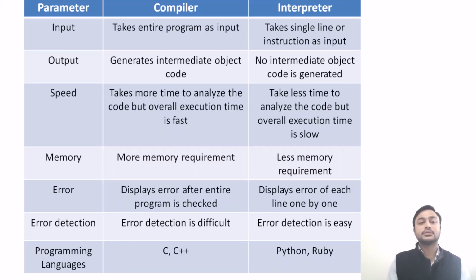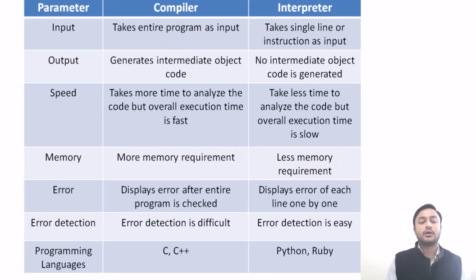Then in case of compiler there is a more memory requirement. More memory requirement क्यों? क्योंकि वहां क्या हो रहा है, आपका ऑब्जेक्ट कोड जनरेट हो रहा है। But in case of interpreter, there is a very less memory requirement as compared to the compiler.